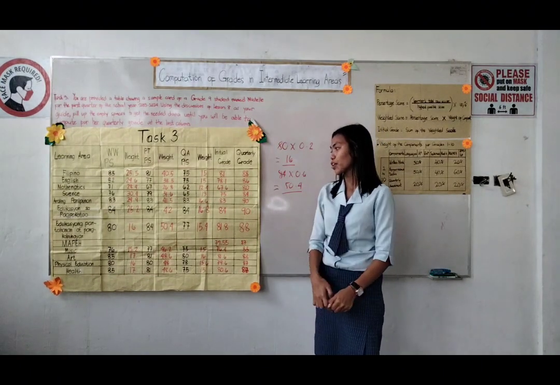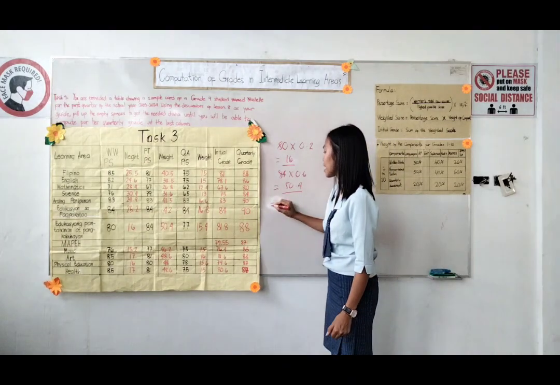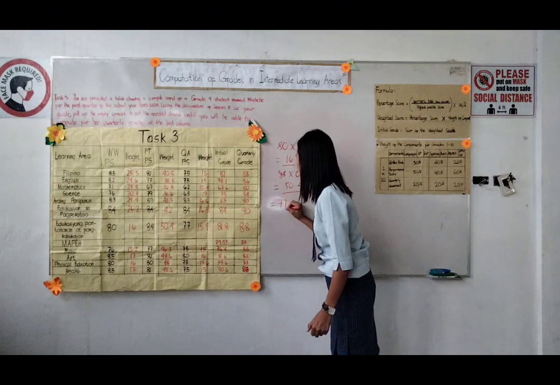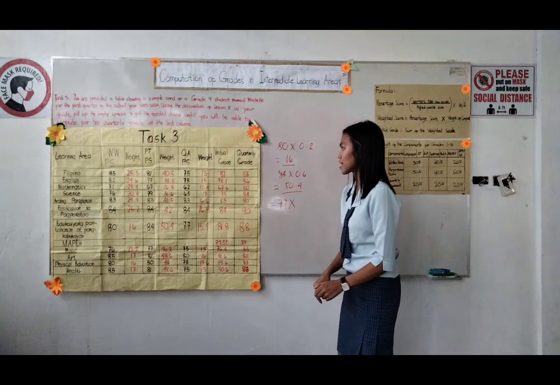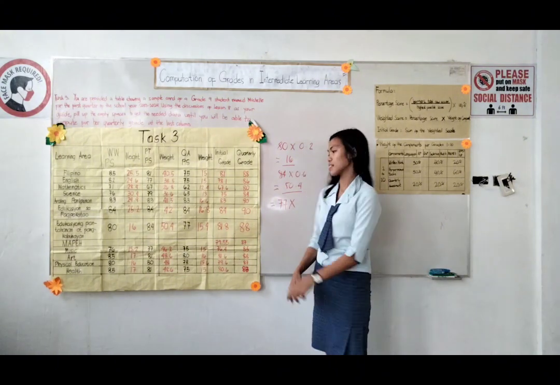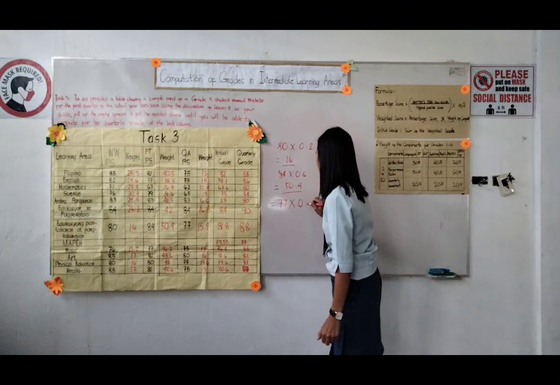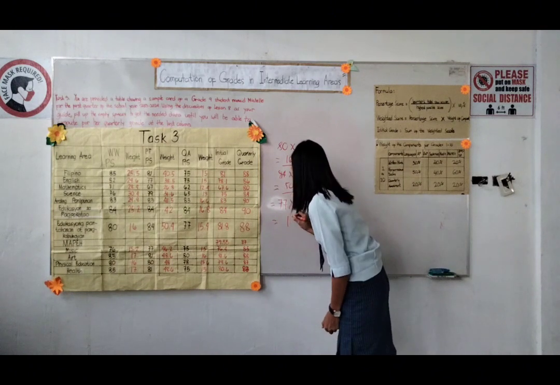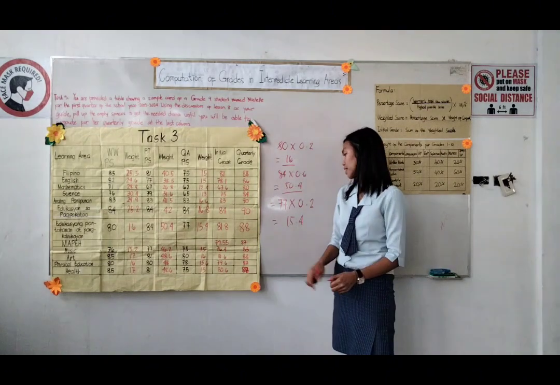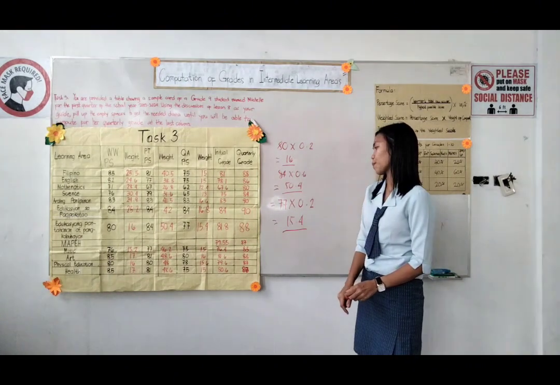So next is the quarterly assessment. The given quarterly assessment is 77. So 77 times the quarterly assessment weight of component, which is 20%. So 77 times 0.2 is equal to 15.4. So the weighted score in quarterly assessment is 15.4.